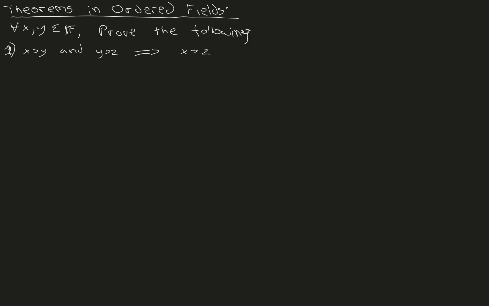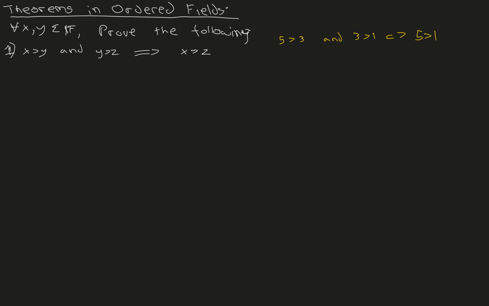So firstly, we're told to prove that if x is greater than y and y is greater than z, then x should be greater than z. So an example of this is 5 is greater than 3 and 3 is greater than 1, then 5 should also be greater than 1. Well, this seems obvious. Let's prove this.